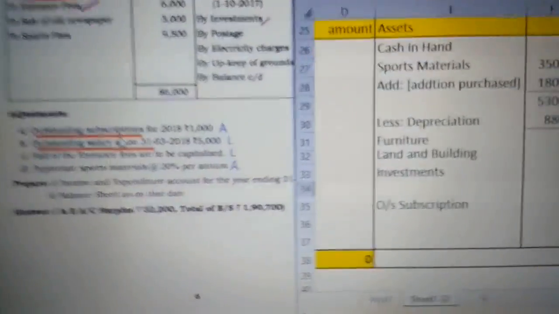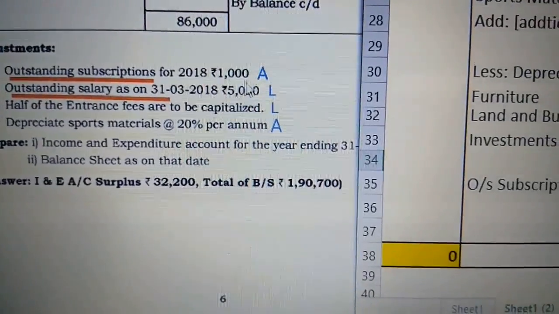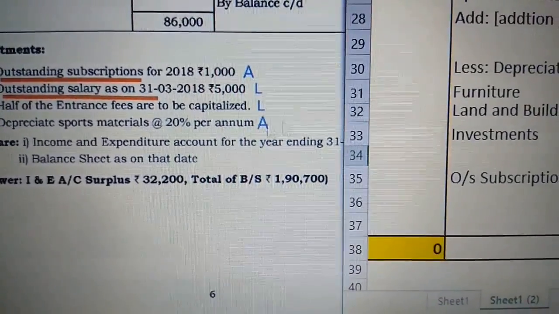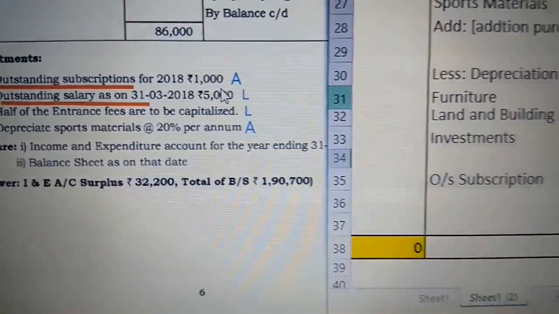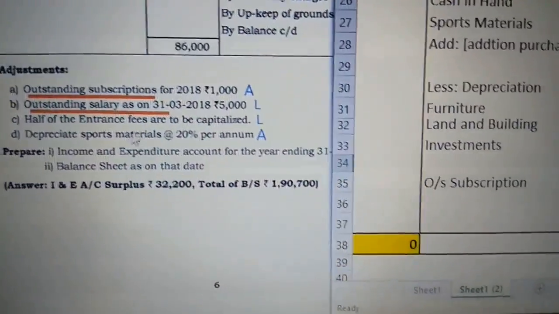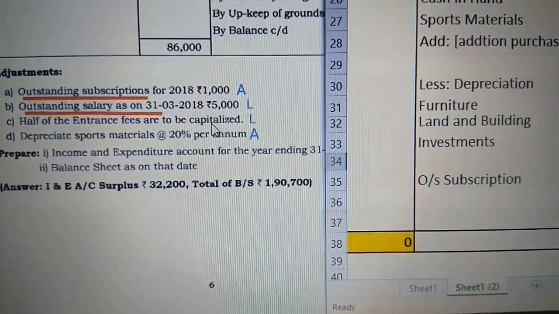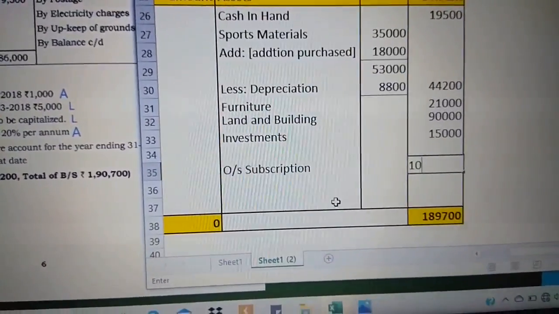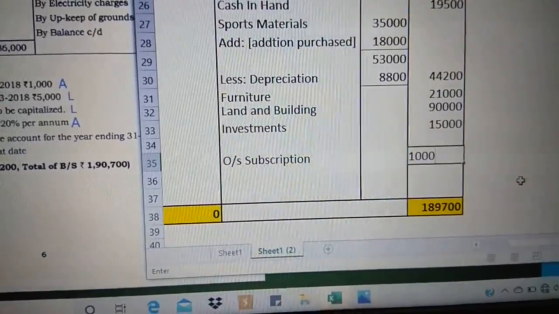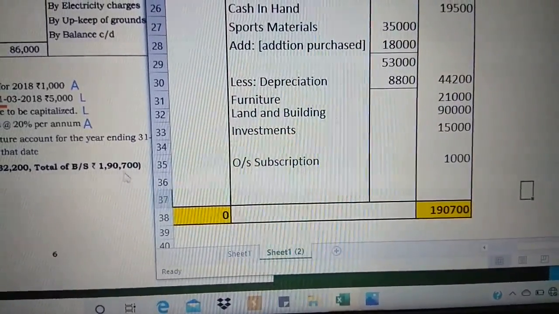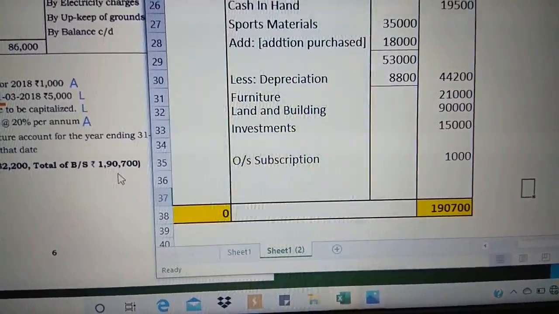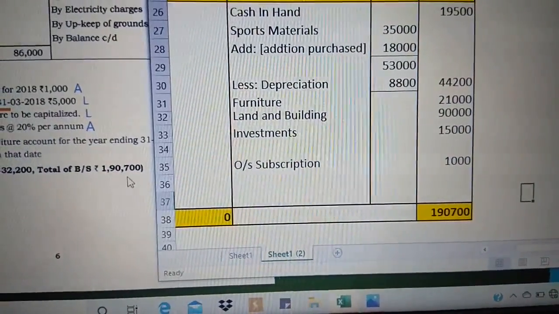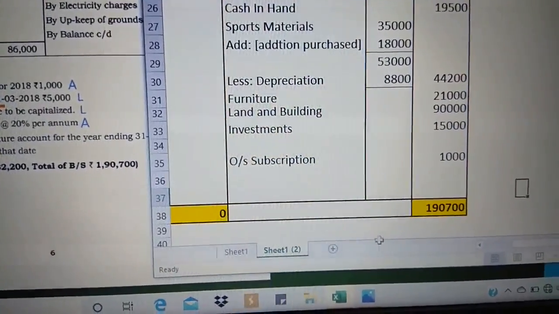Now from the adjustment, we'll concentrate on the adjustment. One item is left here. Depreciation we have already deducted. Outstanding subscription 1,000. As I said, adjustment will always appear twice. Once in income and expenditure, second under balance sheet. So here outstanding subscription I'm going to take directly 1,000. So now we get 1,90,700, which is equal to the figure given in the question. So total balance sheet on the asset side is right for us.